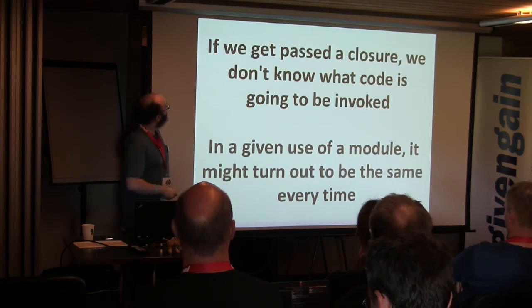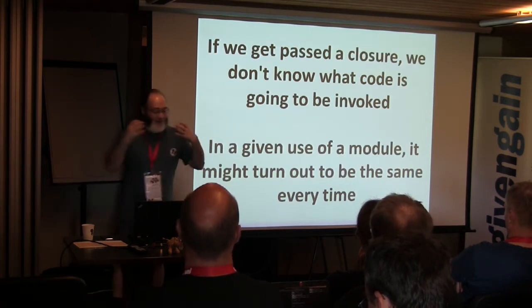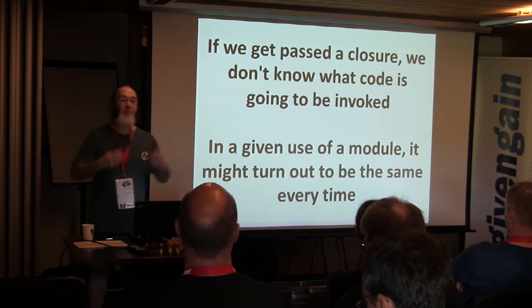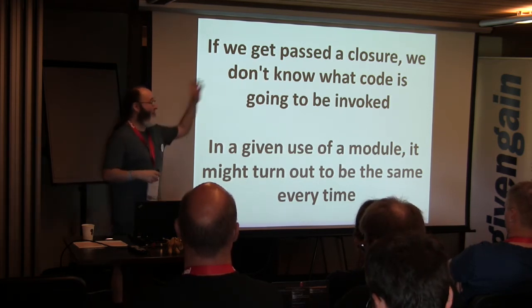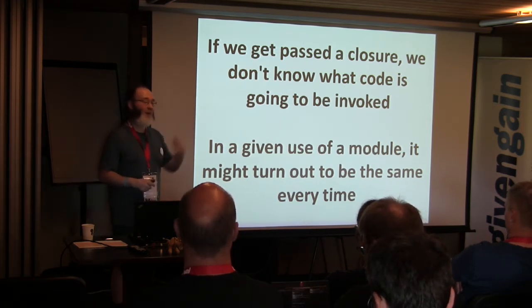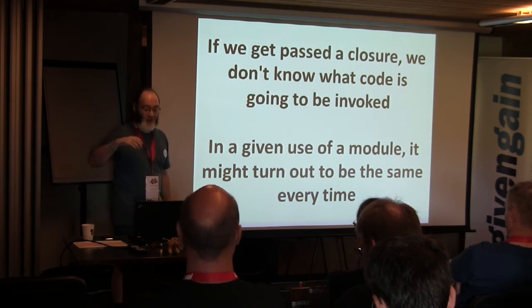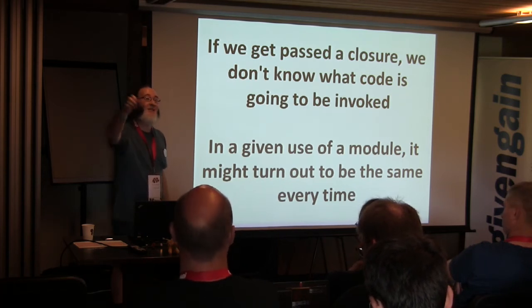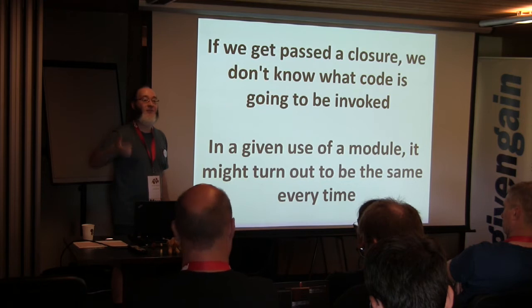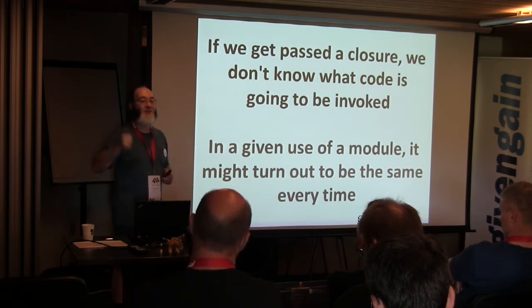So, and then it goes further. We do a lot of higher order programming in Perl 6. What if I get passed a closure? Something to call back. In a given use of a module, it might turn out that, particularly if we have a logging callback and we set it, it'll be the same call every single time. But of course we can't, in general, know that, so we can't try and do smart things.